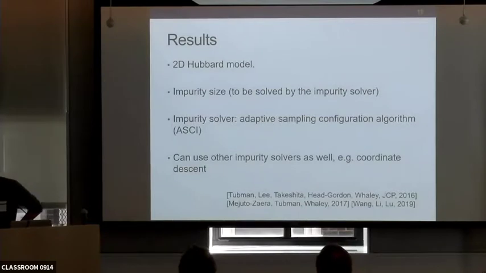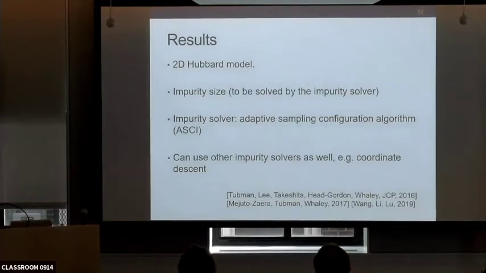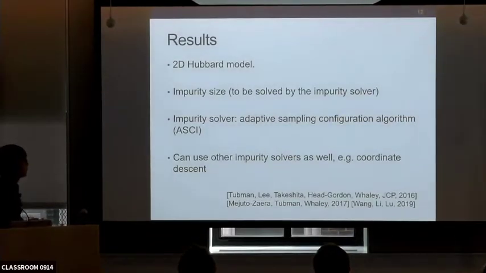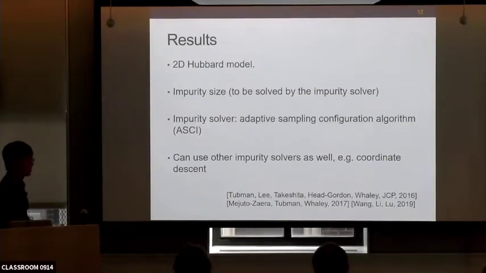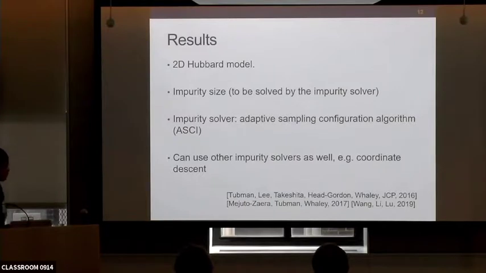Okay, so let's just show the performance for a favorite benchmark problem, the 2D Hubbard model. For the impurity solver, we use one from Garnet Chan's group developed in the past few years, which you can call the adaptive sampling configuration algorithm. It's a type of selected CI. You can use other versions of impurity solvers, definitely, such as the recently developed coordinate descent optimization, another version of selected CI, by Jianfeng Lu's group. But many others can be used as well.